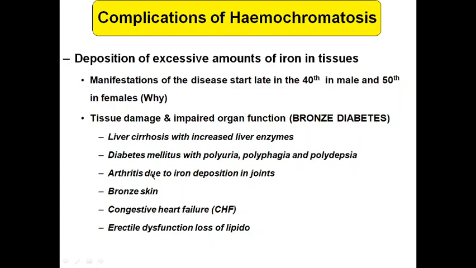Iron can be deposited in the joints, causing arthritis. Under the skin, it will cause bronze coloration, and in the heart, it will cause congestive heart failure. And when it affects the testicles or the pituitary, there will be erectile dysfunction with loss of libido.